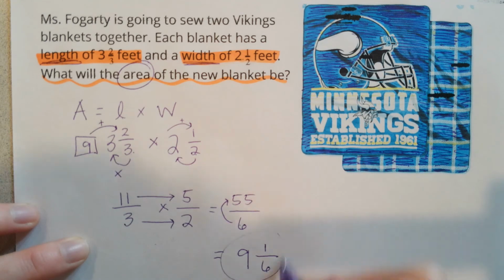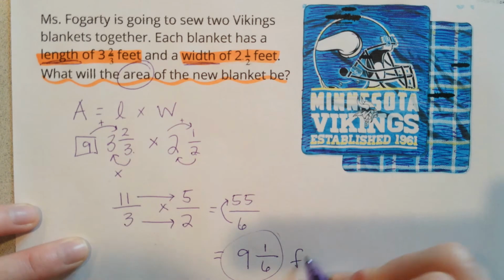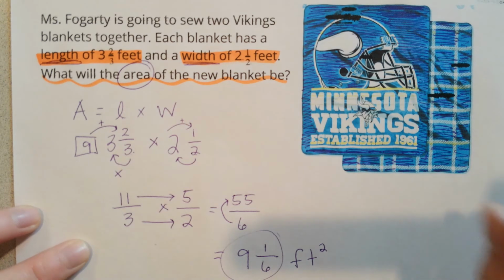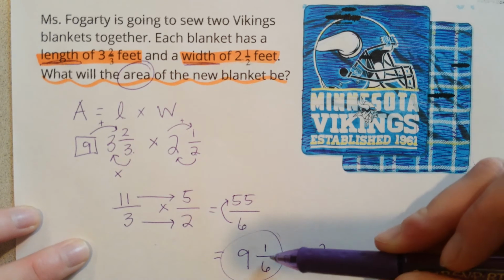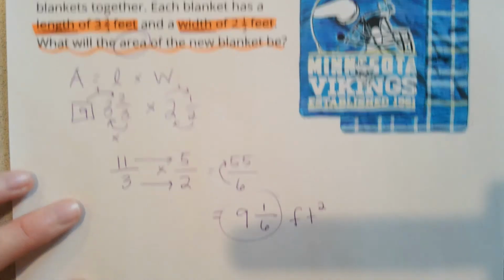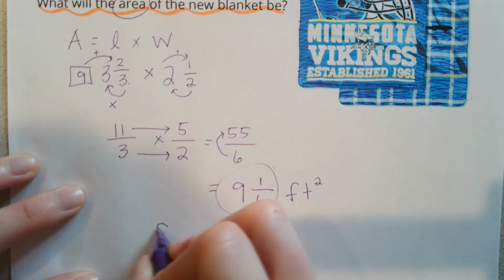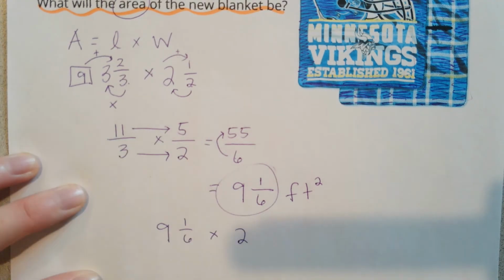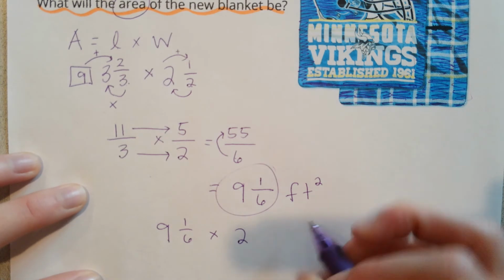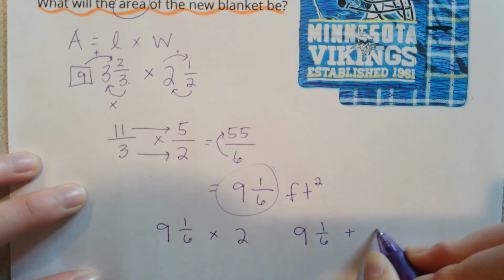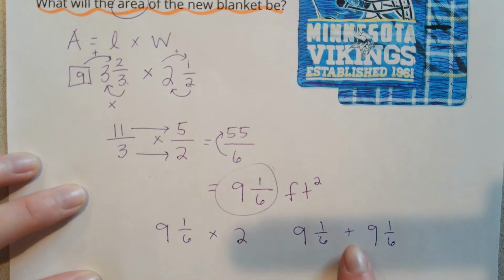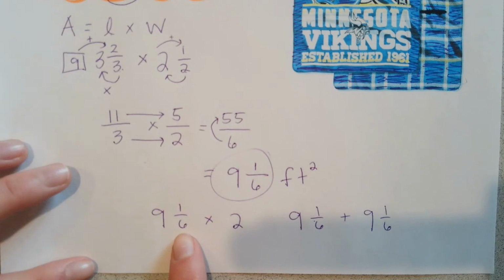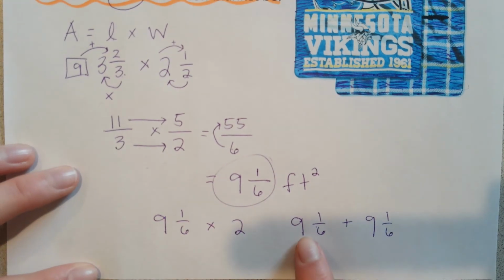So I know this is the area, feet squared, because I'm finding the area of one of my blankets. But I'm going to sew 2 blankets together. So if this is only one of my blankets, I'm going to have 2 choices. I can either take 9 1/6 and multiply that by 2, or I could do 9 1/6 plus 9 1/6. This is blanket 1, this is blanket 2. Or you could take your blanket 1 and multiply it by 2. Both ways work. I'm going to show you this way so that I don't have to put this fraction back into a mixed number. So I'm going to do my whole numbers first.